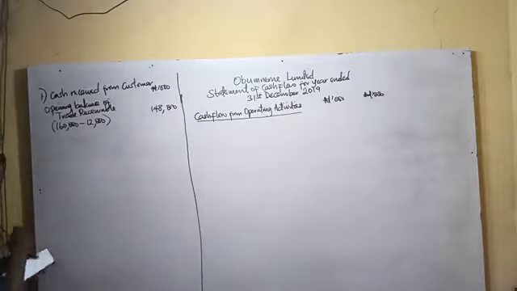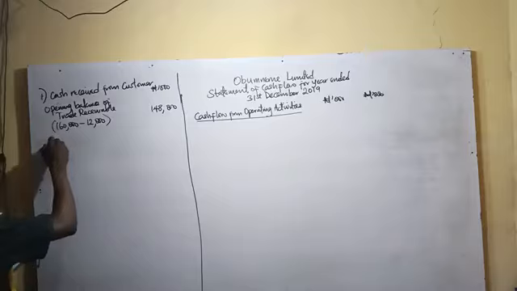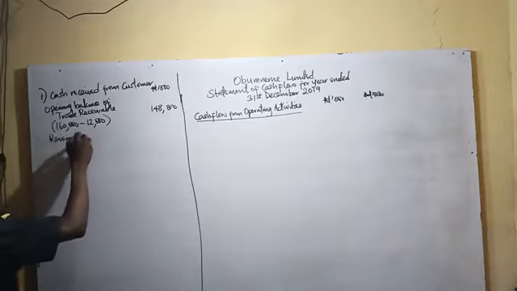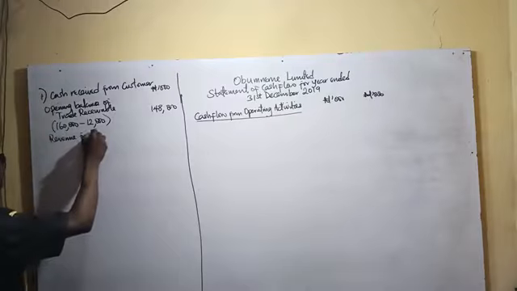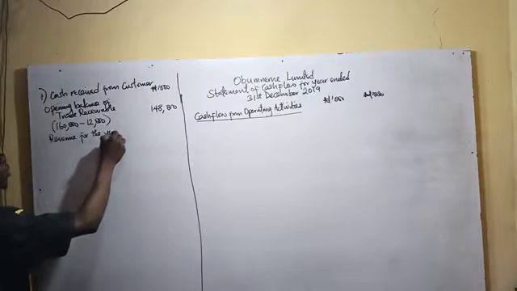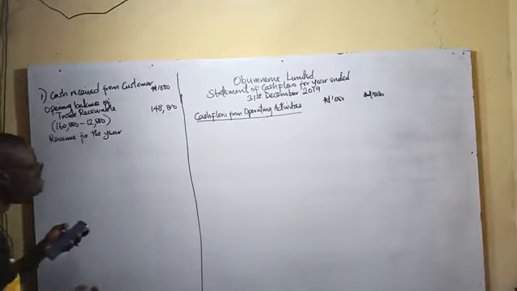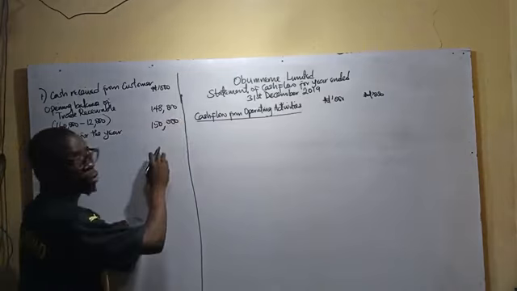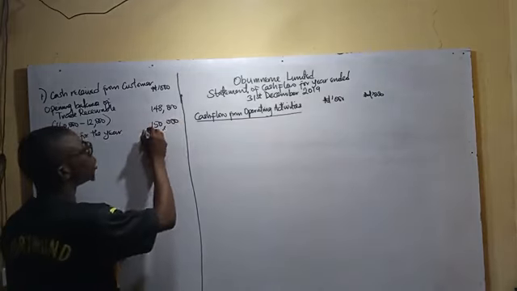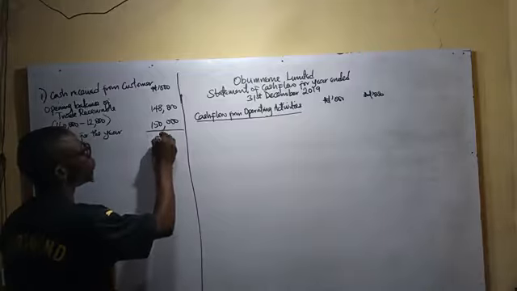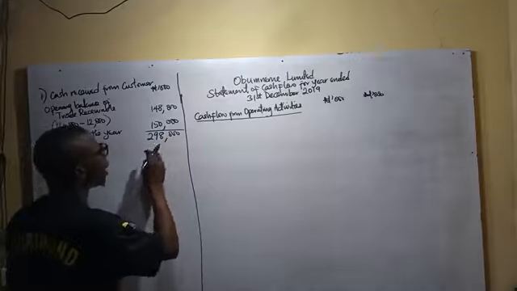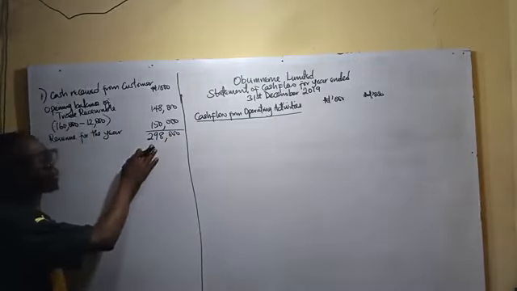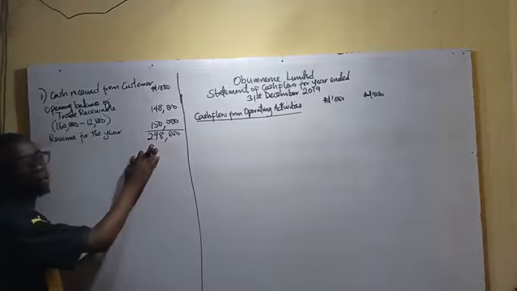Now, what is your revenue for the year? That means how much goods have you sold for the year? You have sold 150, in your statement of profit or loss account, your revenue for the year. So you add it. That will give you 892. This is the amount you are expecting from your customers for the year.